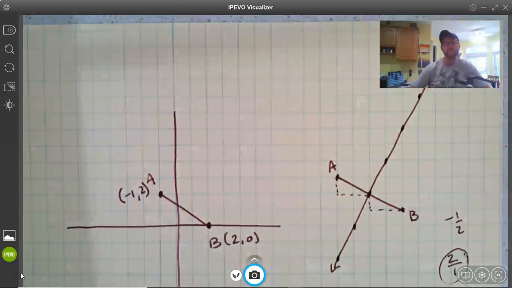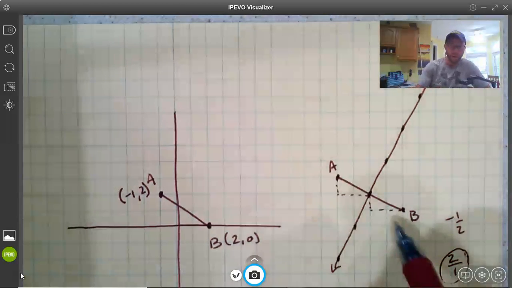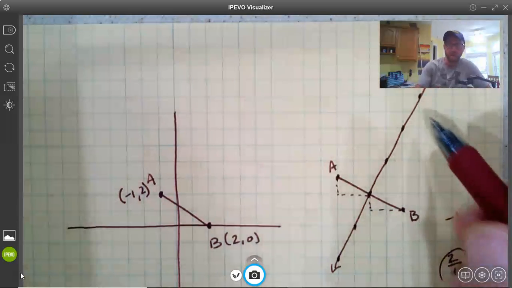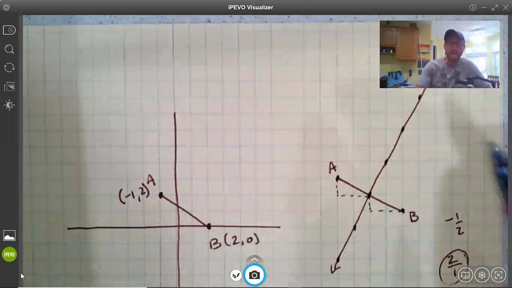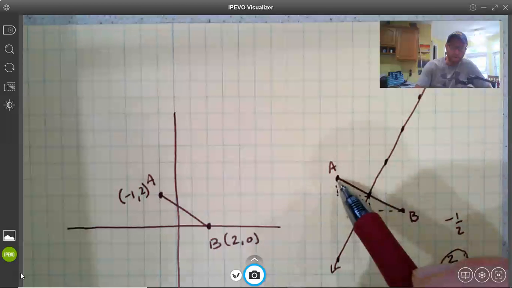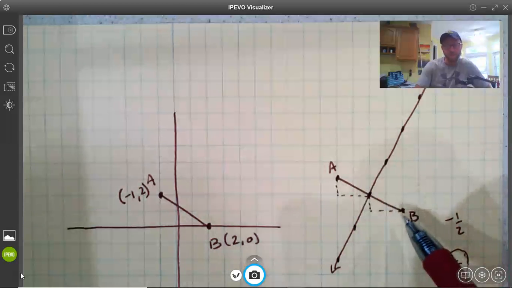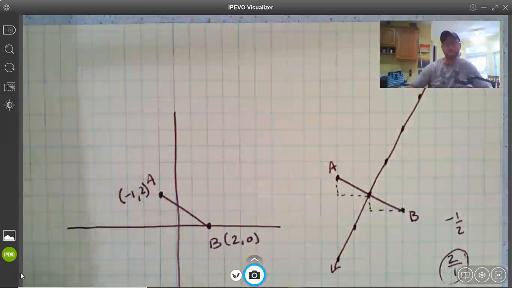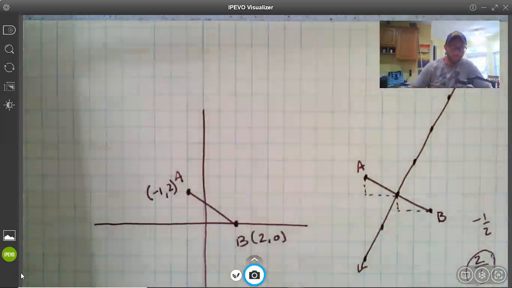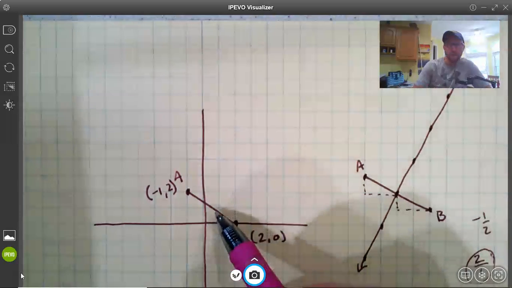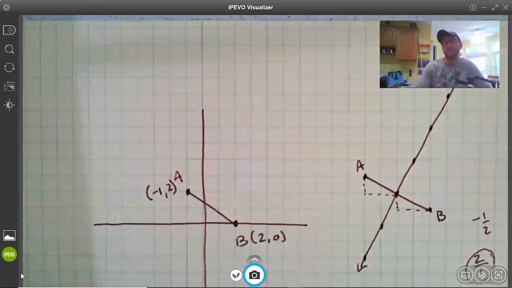And remember, those points are all equidistant from A and B, meaning that at any point on this line, I'm the same distance from A as I am from B. Now here, we have a slightly more difficult problem because the midpoint isn't a whole number.